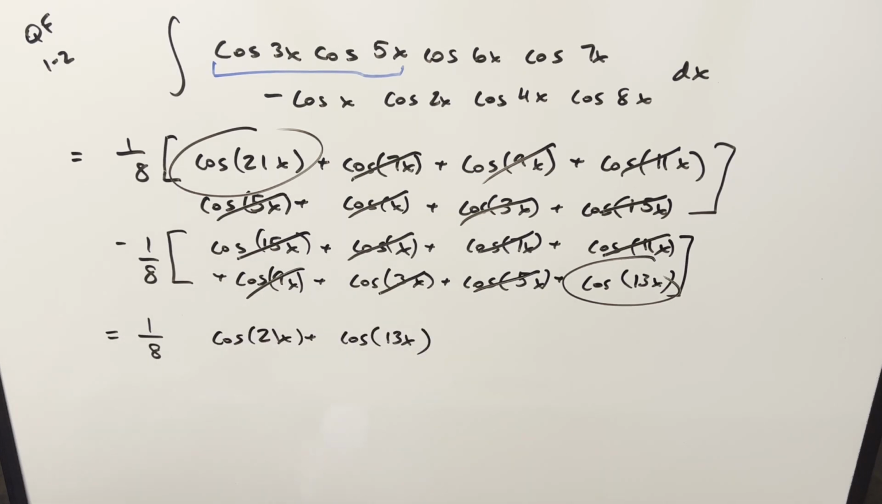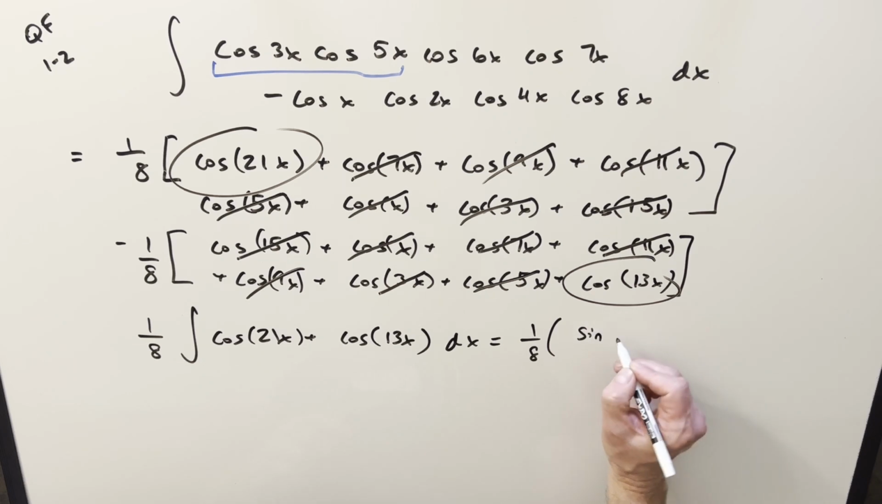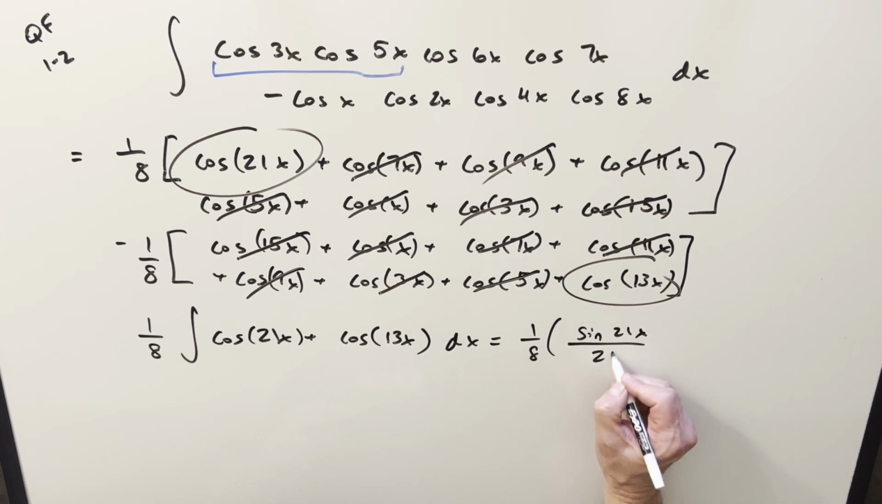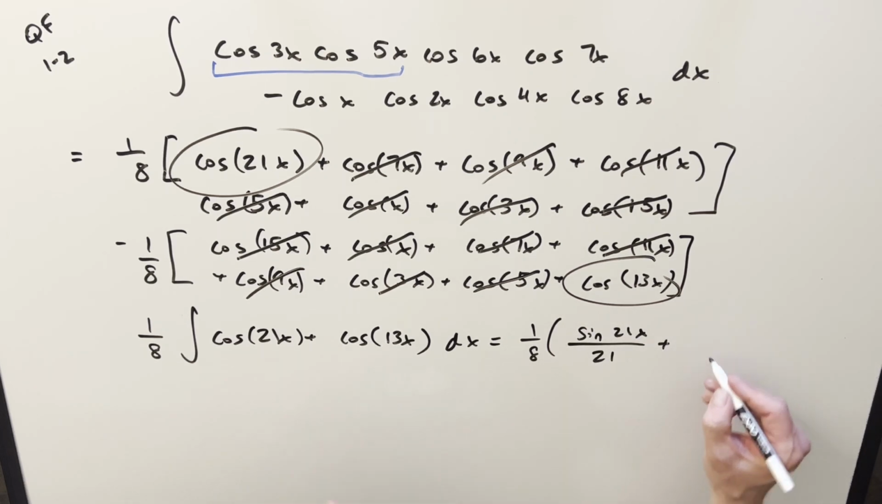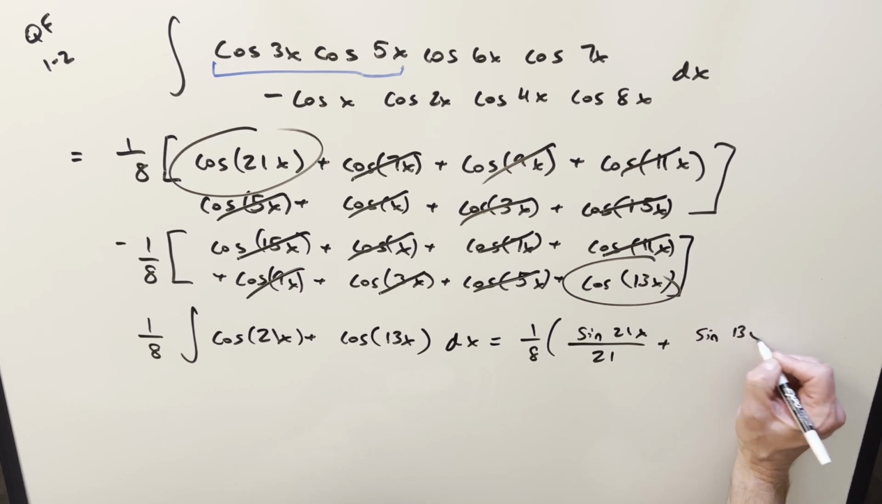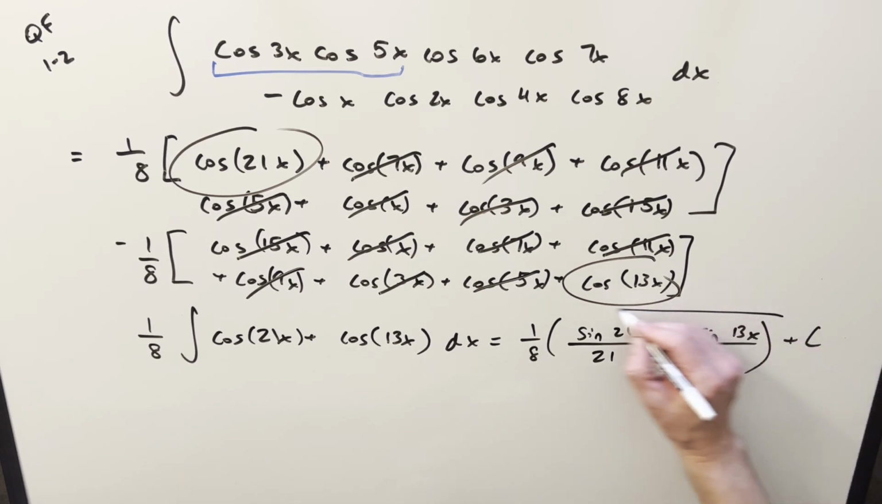But now at this point, we just need to remember that we're working on an integral. I'll get rid of the equal sign because we're not equal to this. We're going to integrate this now, so we'll just throw in the integral sign and integrate with respect to x. We've got the 1/8 in front. The integral here is going to be sine 21x over 21, and then for the next one, sine 13x over 13. Add a plus C, and that's it.